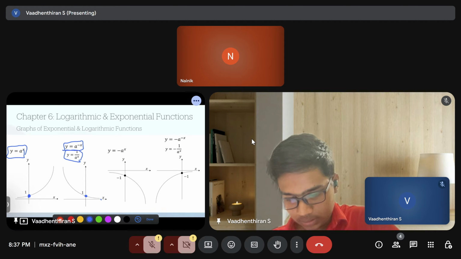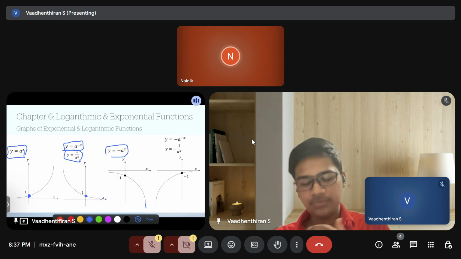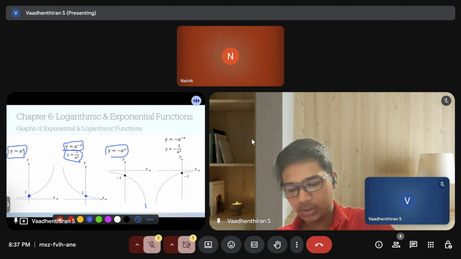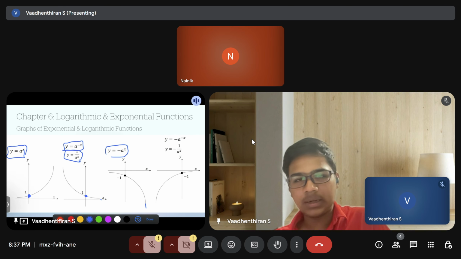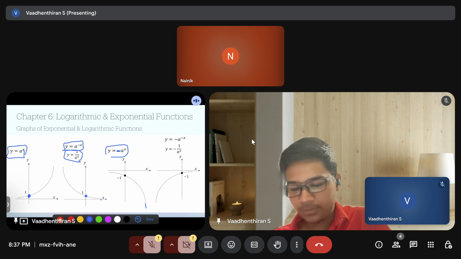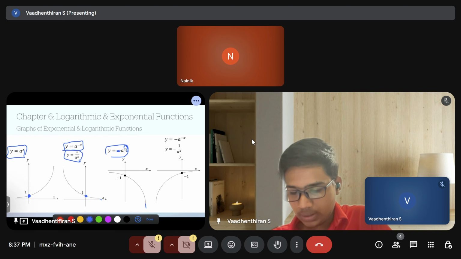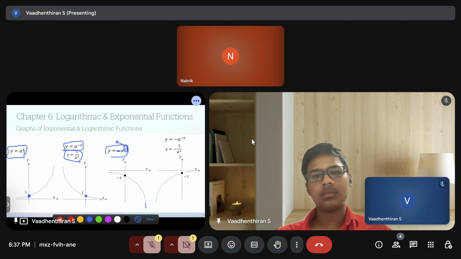So this is a to the x. Negative a to the x means it is reflected over the x-axis and then it's moving downwards. So there's a reflection of the y-axis and x-axis. If the power is negative, then it's the y-axis. If the coefficient is negative, then it's the x-axis, because x is not changed. If x is positive, you move towards the positive side. If x is negative, you move towards the negative side.